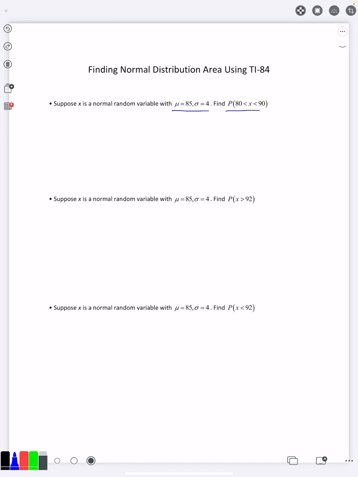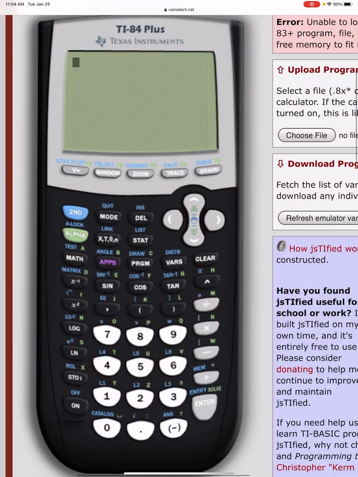What I always start out with, I draw a little picture here to see what it is we are talking about. So we have a normal random variable, looks something like this. 85 is our mean, and we want to find the area or the probability that's between 80 and 90. So now that we see what we're looking for, let's pull up our calculator here. Remember that the mean is 85. Standard deviation is 4, and we want to go between 80 and 90.